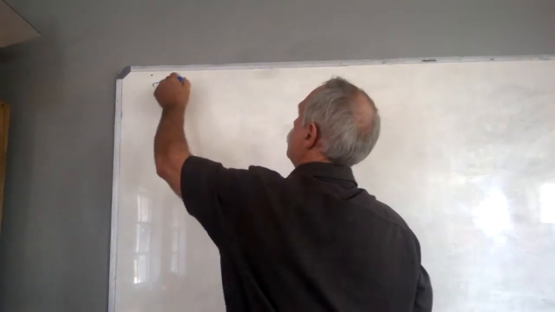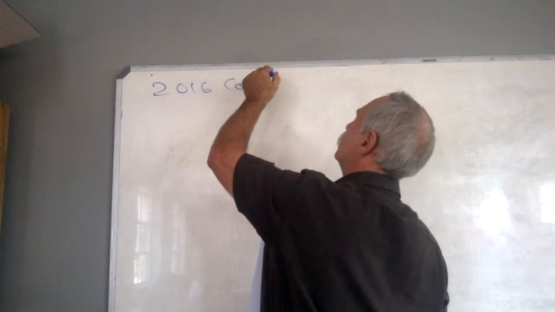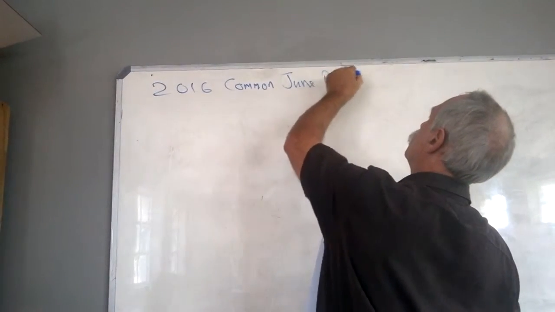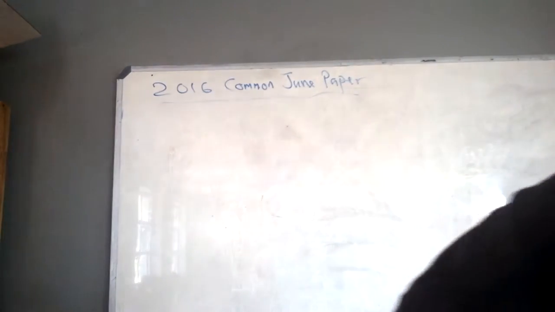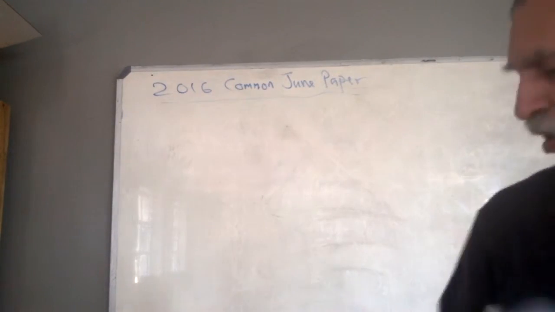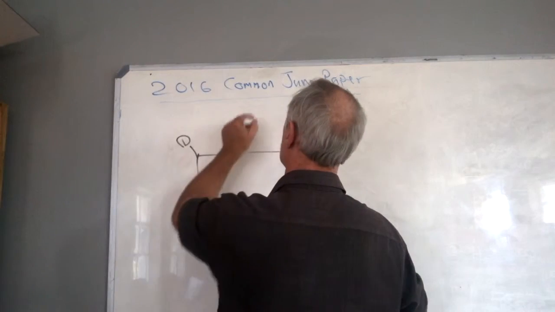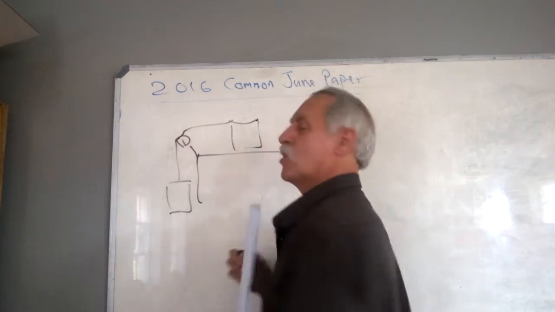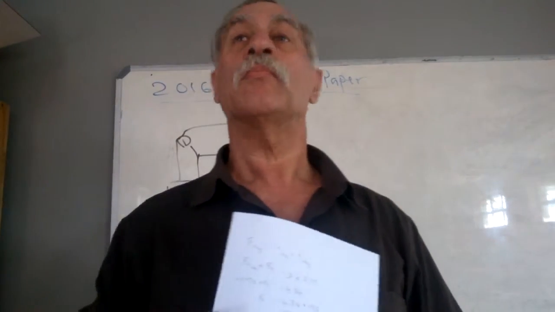Okay, so we're revising the 2016 Common or Open June paper. And remember, we started with a problem that, just to quickly draw it, looked like this. And I've given you the memo of it. Okay?